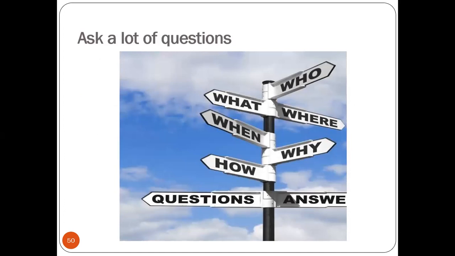Any information you are picking, you ask: this information is from who? What is it about? Where was it done? When was it done? Why? And how was it done? When you are able to answer these few questions, then you'll be able to do proper justice to your literature review.